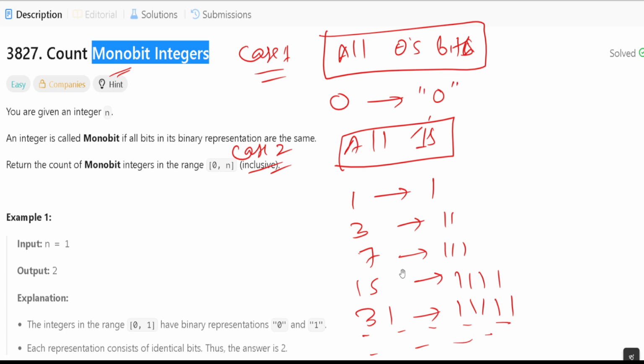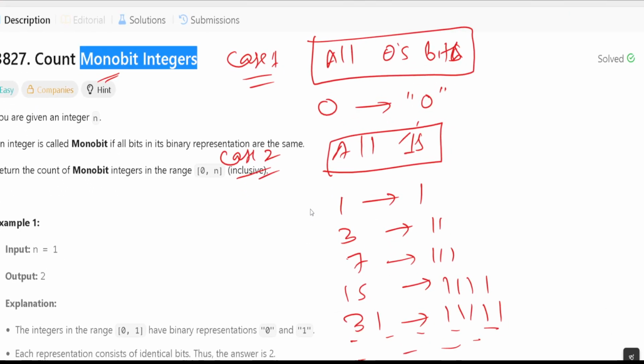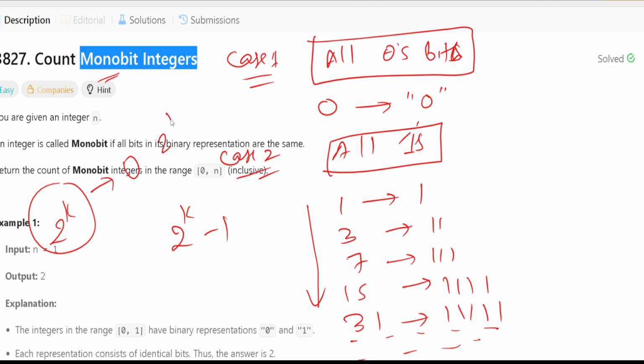So mathematically these are the monobits, and they can be represented as 2 to the power k minus 1. We know 2 to the power k starts from 1, then 2, then 4, then 8, like that. If you take the minus 1, you get all the odd numbers that contain 1 1 1 1. So there are only 2 cases: all zeros and all ones.